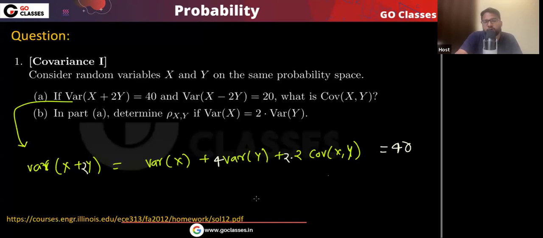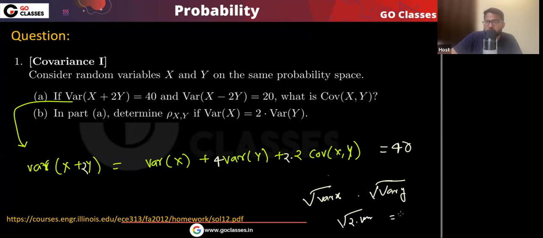And then you need to find out the correlation. For correlation, they have not given you the variance explicitly. They are saying that this is the relationship between the variance of x and the variance of y. Do you want to try for the correlation? So it is covariance upon square root of variance of x into square root of variance of y. Now, this particular quantity is given to be square root of 2 into variance of y. So it will be square root of 2 into variance of y.